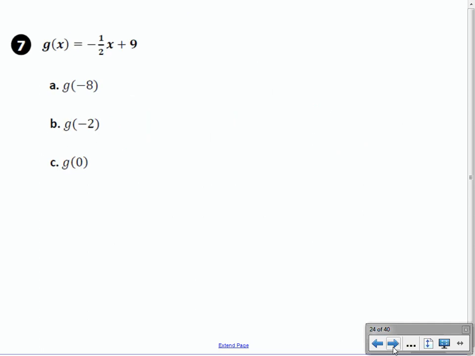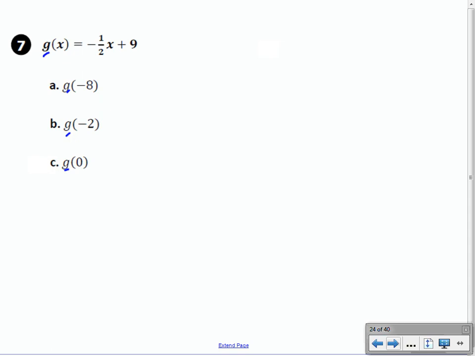Now let's do one with a fraction here, because I know everybody loves fractions. It's the same deal, right? I've got negative 1/2 times x plus 9. Now notice, instead of f of x this time, we have g of x. That doesn't really make a difference though. That letter can be really anything. It could be f of x, g of x, h of x, z of x. It can be whatever letter. It's just a different letter, really just to differentiate between the functions. So don't get too caught up on that.